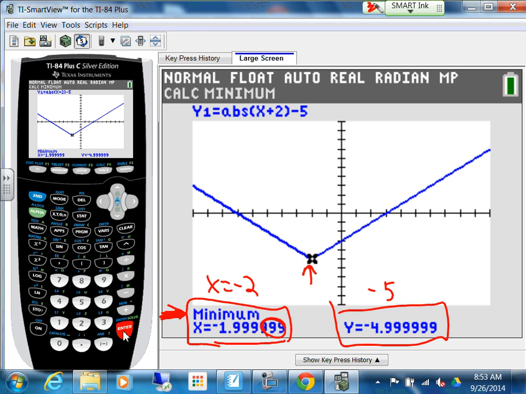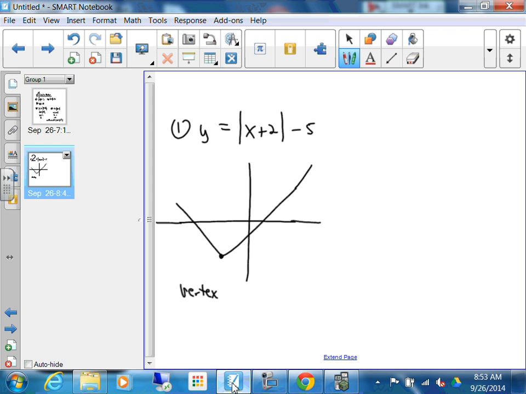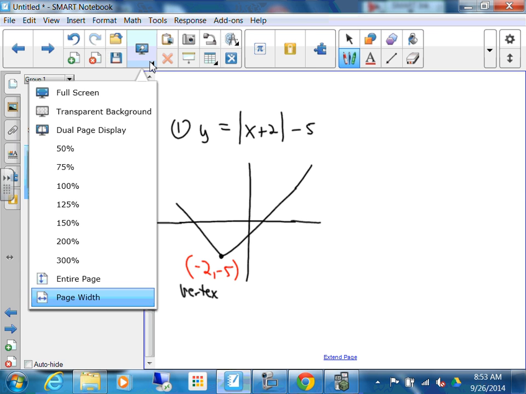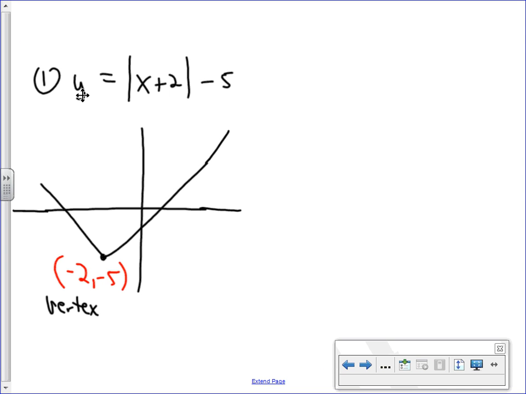Okay, so we're going to go back to our picture that we sketched, and we're going to write the vertex in, which was negative 2, negative 5. We're going to label the vertex. Everybody see how that works? Any questions about that? Okay, now I'm going to let you write down all the steps of that in a few minutes, but we've got one other thing that we're going to do about absolute value graphs.